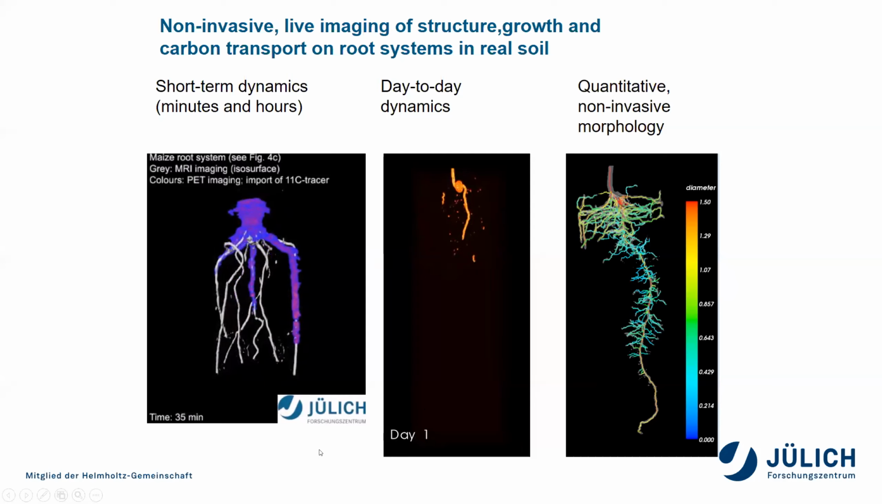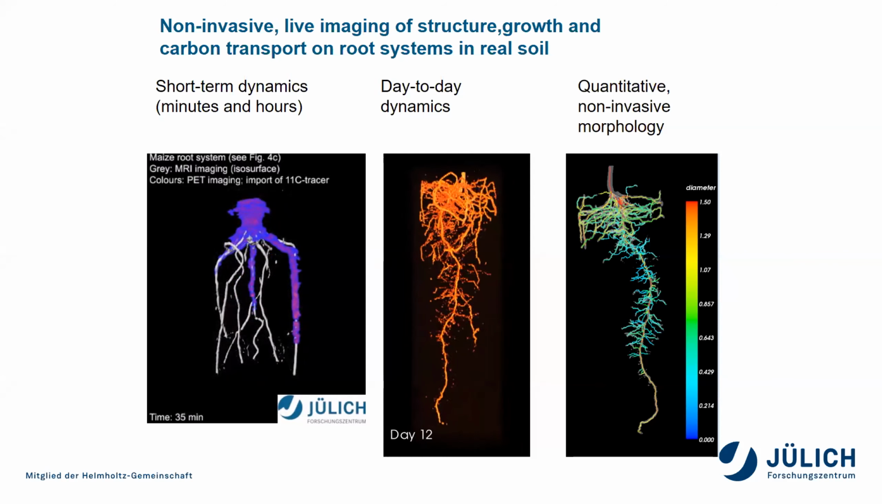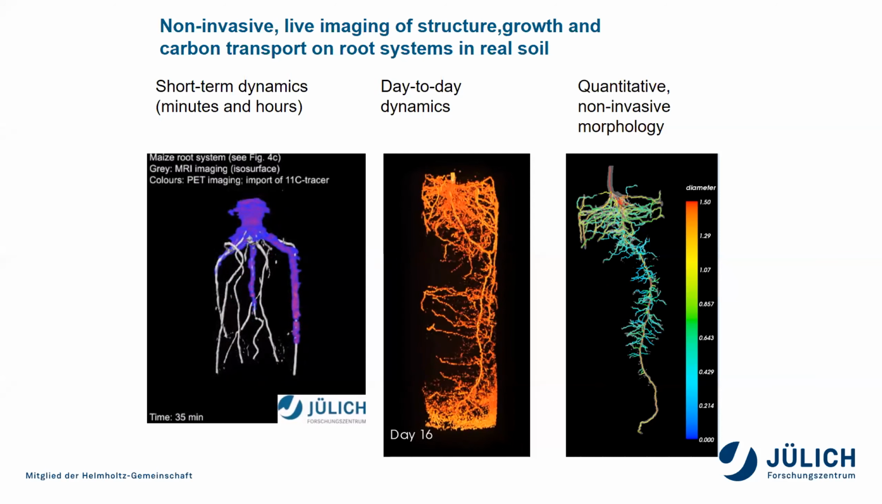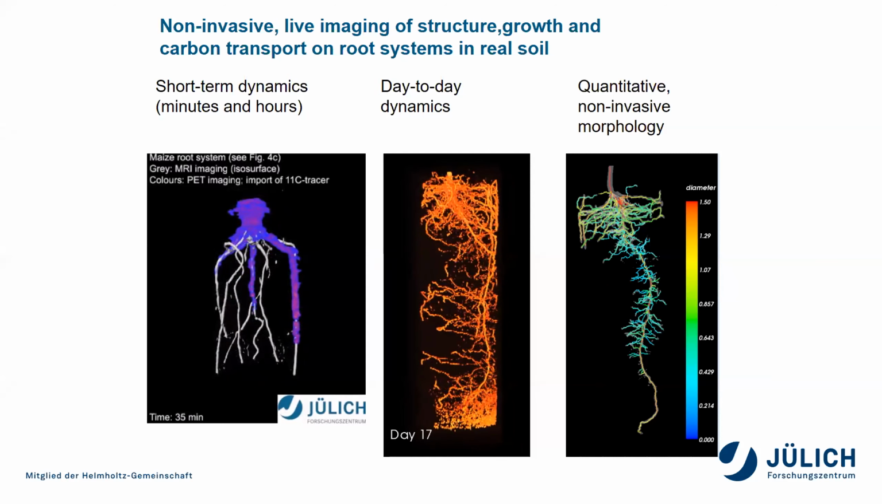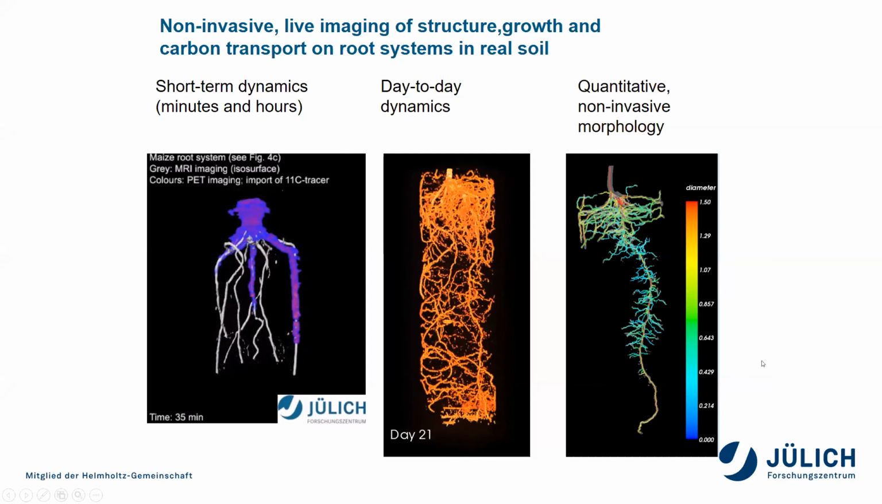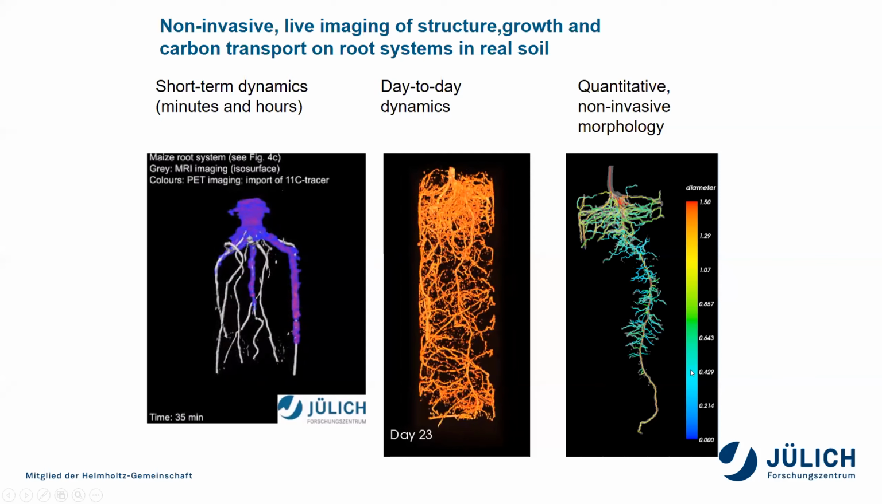We can also go to longer, day-to-day time scales, where you can see how a root system is developing over time. And on the right, you can see that it is also possible to give quantitative data on the structure. In this specific case, it's about the diameter of the root system in different parts of the root system. So all of this is possible with MRI. It's a very flexible system, and in combination with PET, we can get a lot of activity reports of the root below ground.